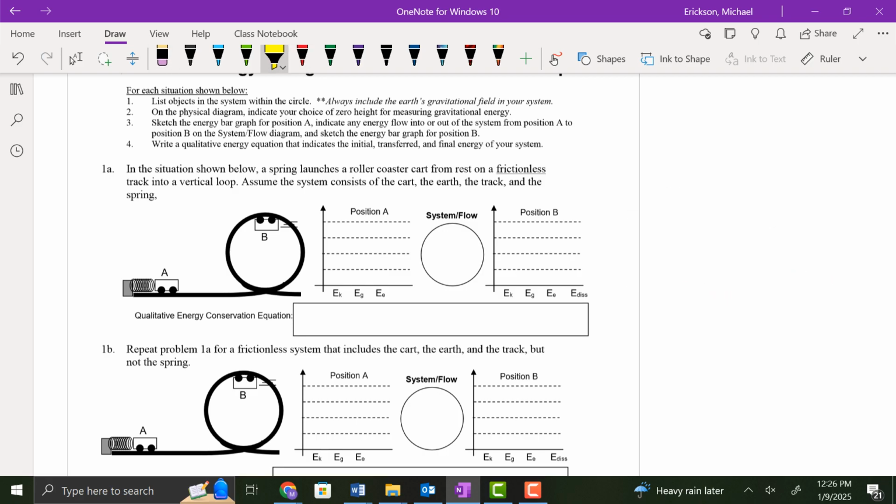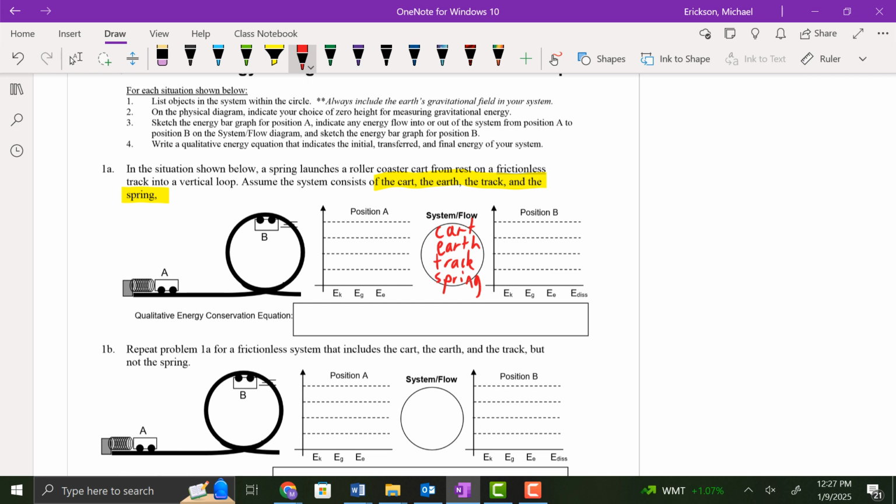They tell you the system on this worksheet, but this is kind of like back when we did system schemas. It'd be the same kind of concept. Anything in our system is energy we need to track. So let me write this down. We have the cart in our system, we have the earth, we have the track, and we have the spring. So we'll show why we want this.